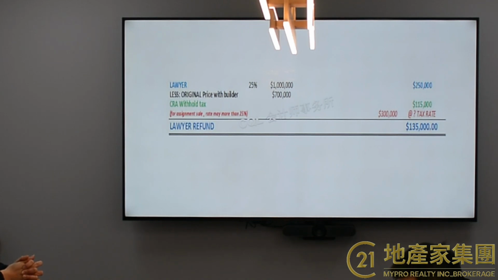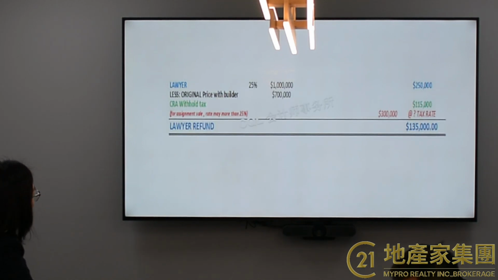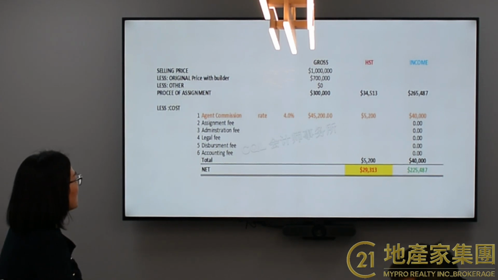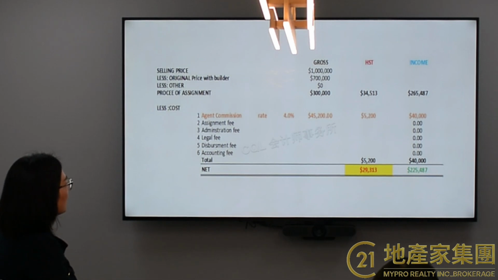Which means in some assignment sales, the seller needs to put extra money into the lawyer's trust account if they don't profit enough. So in this case, the lawyer holds 250K. Then CRA will withhold tax based on the accounting calculation: how much you bought for and how much you sold for. The difference from the previous case we just mentioned: you bought at 1 million and sold at 1 million. Here you bought at 700K, so your gain is 300K.